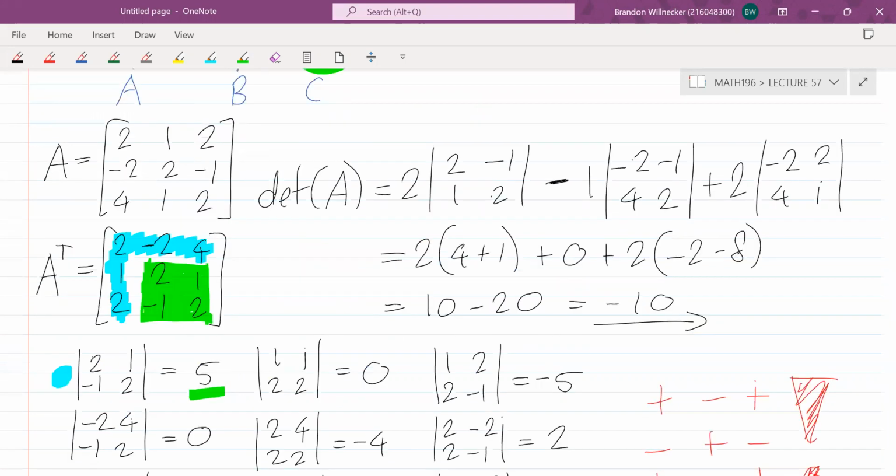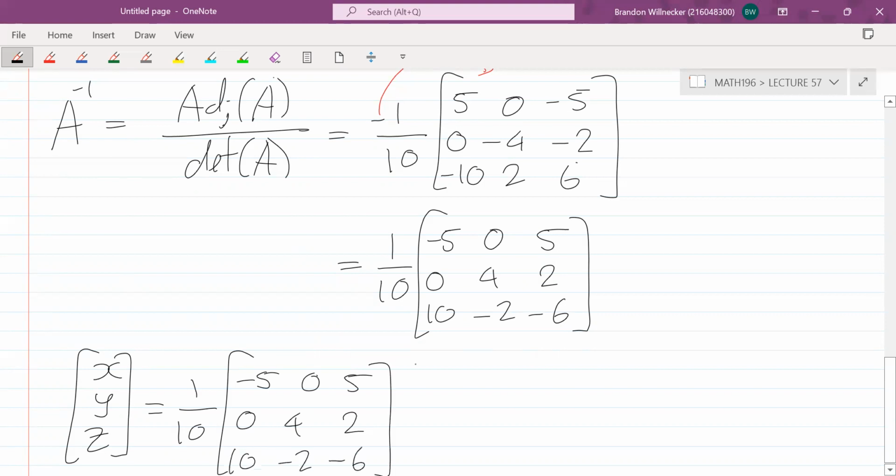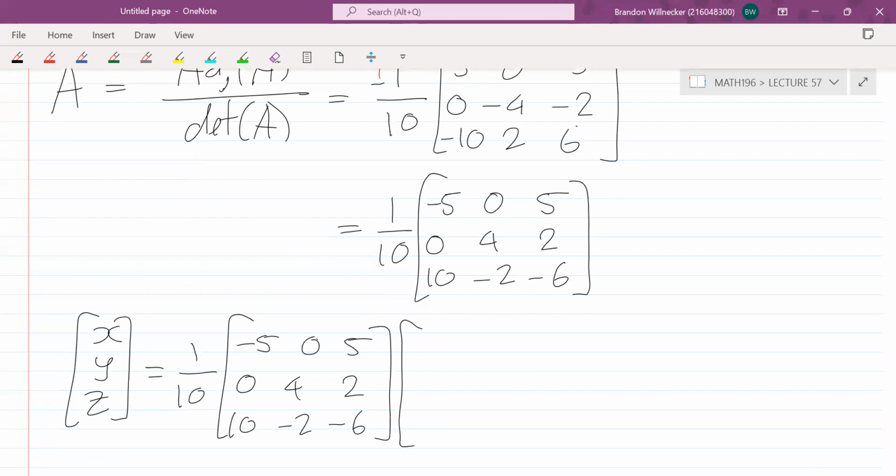Okay, so let's do that. So X, Y, and Z as a column matrix is going to be A inverse times that C. So it's going to be 1 over 10 times the matrix [-5, 0, 5; 0, 4, 2; 10, -2, -6], and times by, that was [-2, -5, 0]. Okay, so we've got a 3 by 3 multiplied by 3 by 1. So the answer should be a 3 by 1, which is exactly what we're looking for. Okay, so everything still works out with this matrix multiplication.